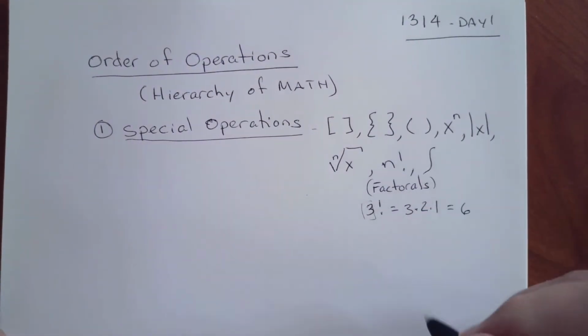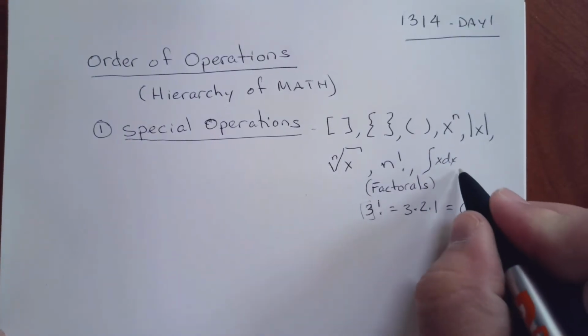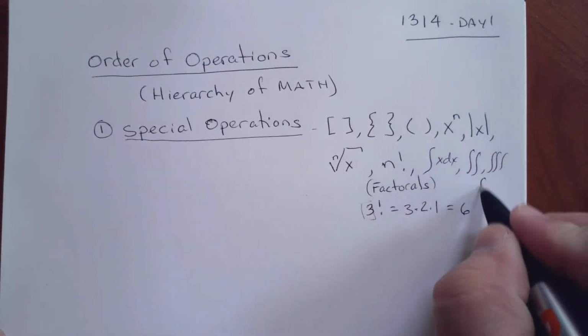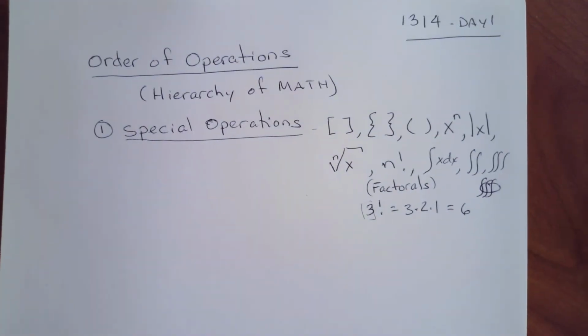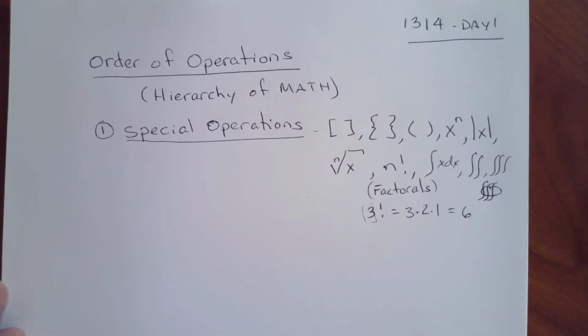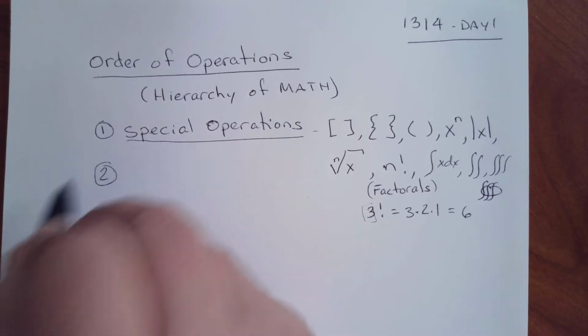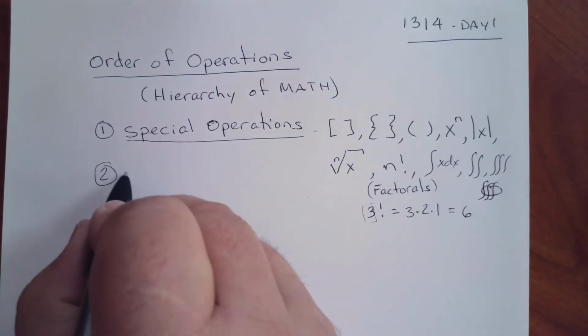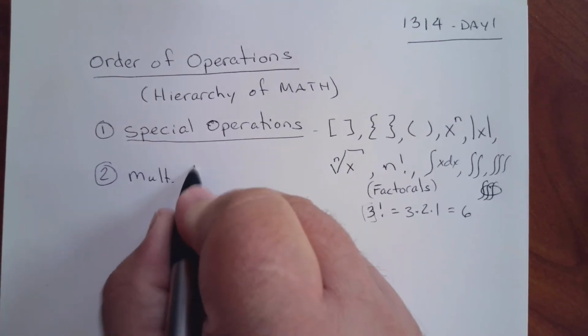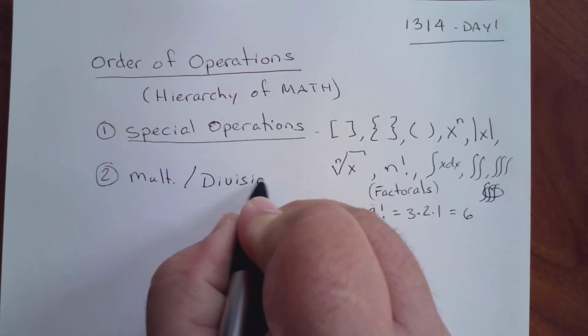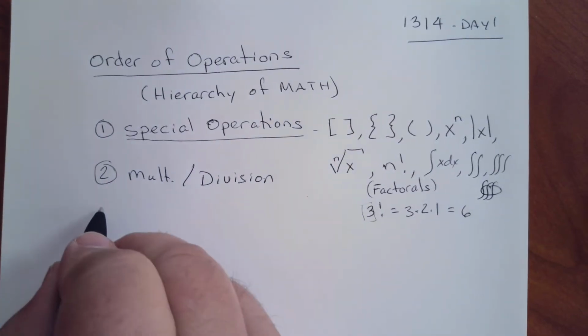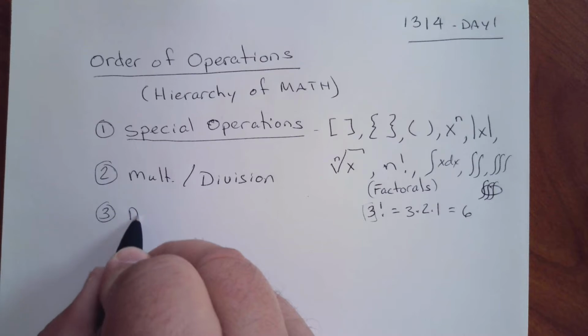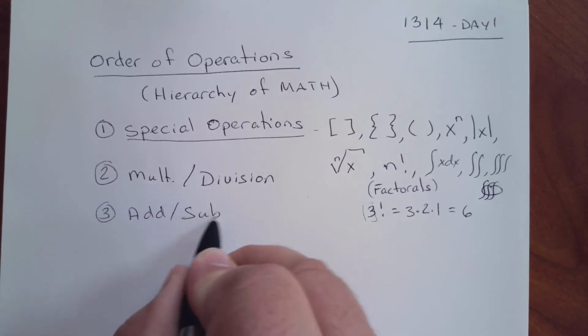In calculus, we deal with integrals, double integrals, triple integrals, linear integrals. There are over 400 symbols that we use, 400 special operations that we use in mathematics. Those have to be done first. Once you get those taken care of, then what do you think the next most important stuff is? Multiplication and division. Once you get all those taken care of, then addition, subtraction.